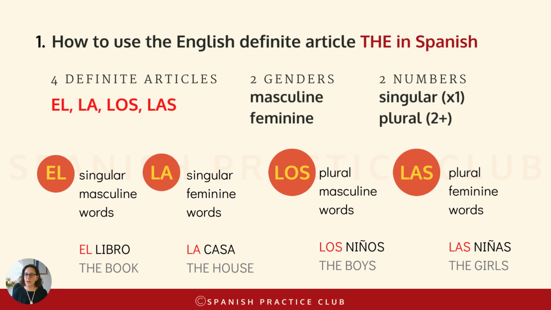So the 4 definite articles in the Spanish language are el, la, los, and las. So it will depend on whether we are talking in singular or plural, or whether we are using a masculine or a feminine word that we will need to use the correct article.